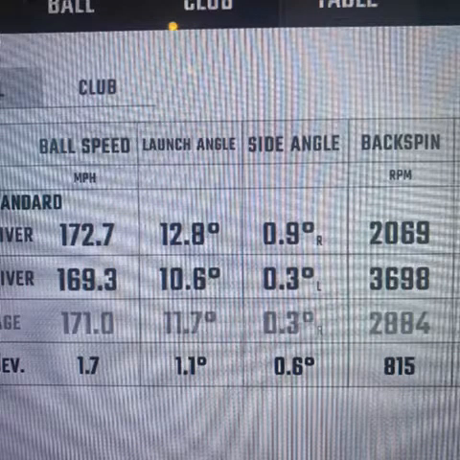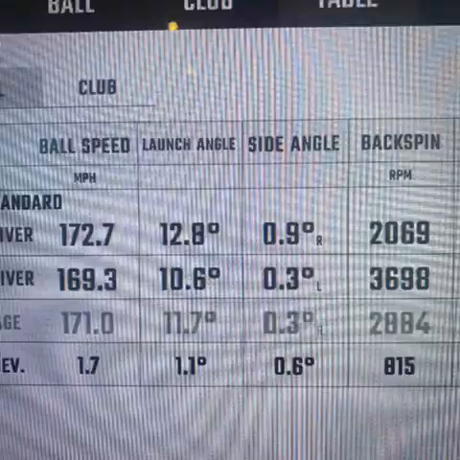We know those two drives were hit at very similar speed, but we can see the difference in backspin here, nearly 1700 revs, which is a huge amount, and that's going to cause a real issue when it comes to distance. What's going to happen is the ball's going to spin too much. It's kind of going to balloon up in the air, and it's also not going to roll very far when it lands on the ground, so we're losing both distance in the air and on the ground.